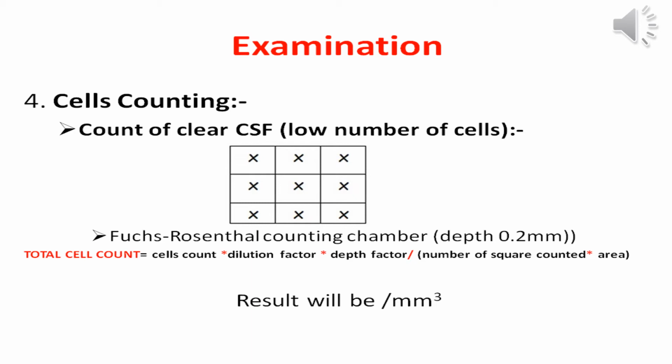We divide by the number of squares counted, and the number of squares counted here is 9. Multiply by the area; the area for each square is 1. Therefore your result will be per cubic millimeter or per microliter.